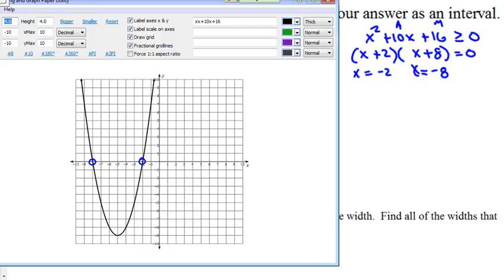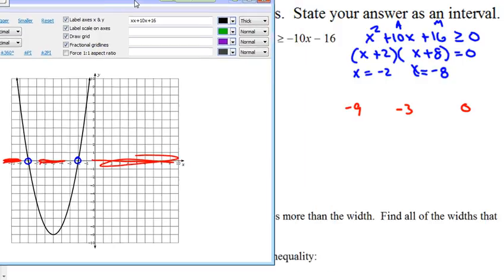So we want to test out these regions, this region here, and this region here. So let's pick a number that's smaller than negative 8. That would be negative 9. Let's pick a number that's between negative 8 and negative 2. We'll pick negative 3, and a number that's bigger than negative 2. Again, the easiest one in that region is going to be 0. Use the factored form and plug those in.